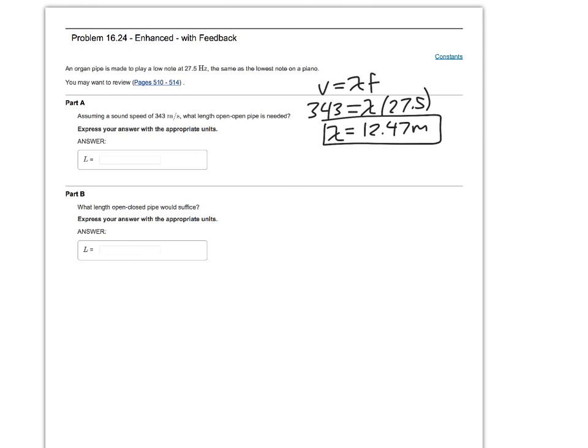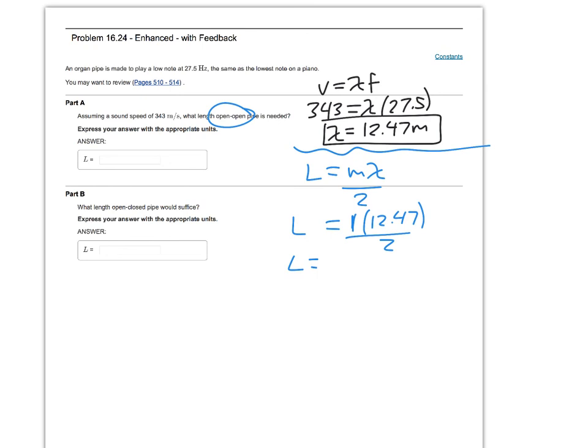So the first question asks what length open-open pipe would be needed to play this note. And so I know that open-open follows the pattern, L equals m lambda over 2. I'm playing the fundamental frequency. That's the frequency we actually hear. So my m is 1 here. I know my lambda is 12.47. And I just divide that by 2 to get the length of pipe needed in order to play that note. And I get an answer here of 6.24 meters.